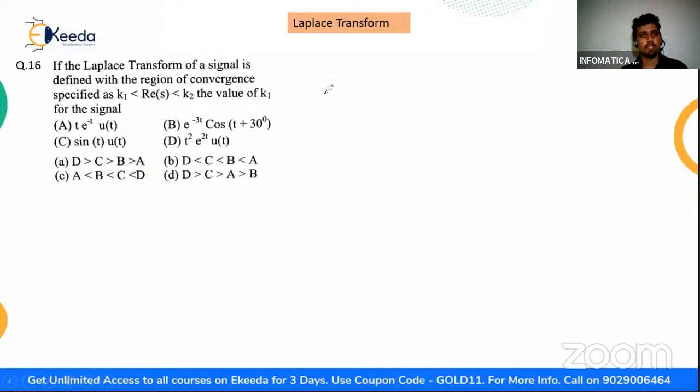Laplace transform of a signal is defined with the region of convergence. The value of K1 for the signals. They simply mentioned that the ROC is defined like this, from K1 to K2, real of s, which is sigma. The value of K1, we have to determine for these signals, such as t e to the power minus t u of t.